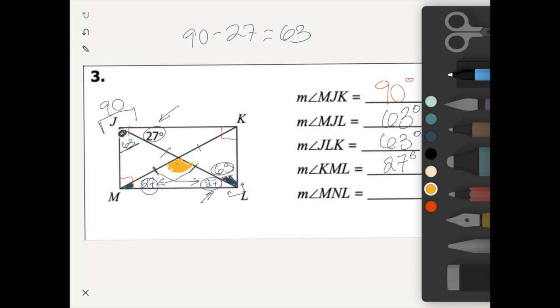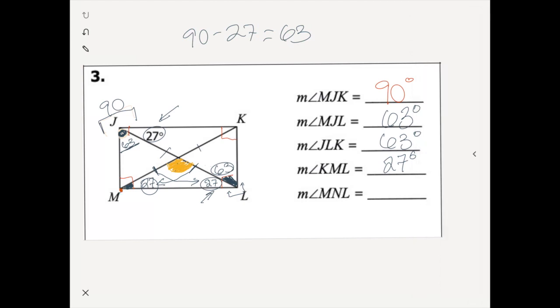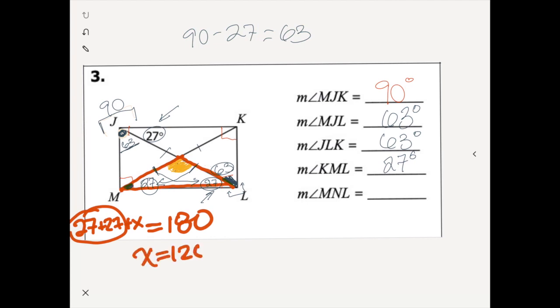So I'm going to highlight this triangle right here. So this is triangle M and L. Remember, triangles always add up to 180 degrees. We have two angles here. We have 27 plus 27 plus some angle X. We don't know what that angle is, but that's the angle that we're looking for. It needs to add up to 180. So if we add these and subtract it from 180, we're going to see that X is equal to 126. So that's this missing angle right here.